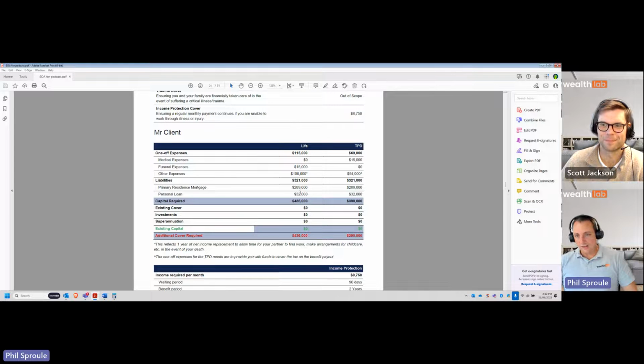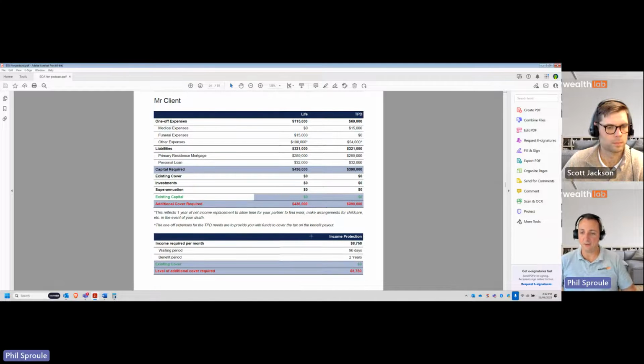So that explains all that. Then we're clearing debt. Pretty straightforward. Sometimes we'll reduce the amounts that you need by any existing cover or superannuation you have. I haven't done that in this case, but it's all laid out here for you so you can understand the rationale behind how we came up with what you need to be insured for.